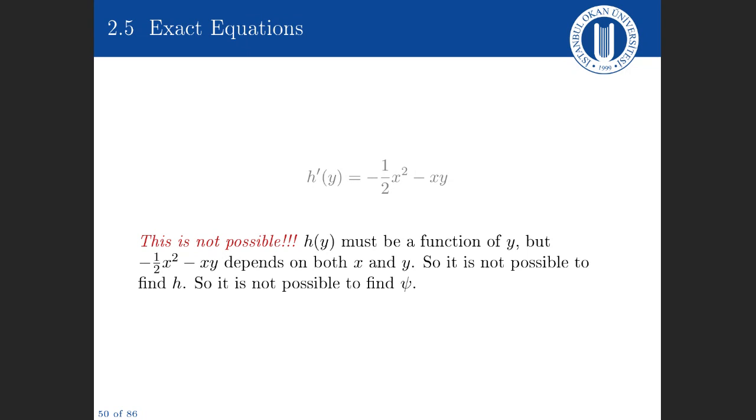Why did our method fail? Why is it not possible to find h and therefore not possible to find xi? The method failed because my is not the same as nx.